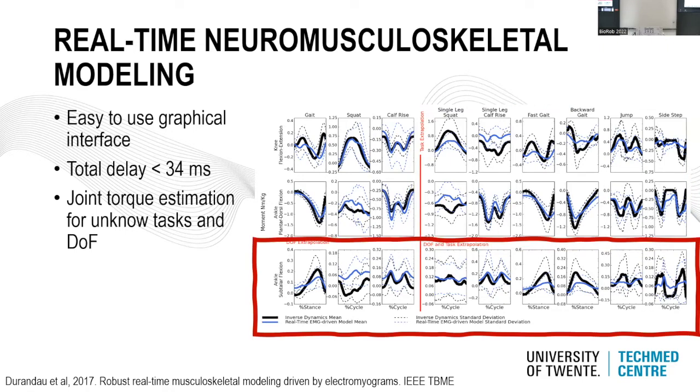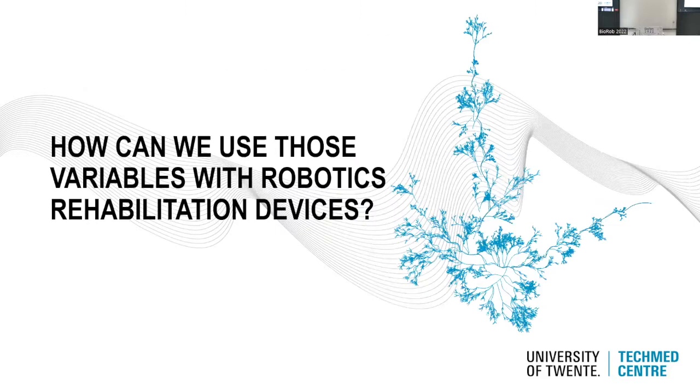But also we can estimate joint torque on unknown degrees of freedom. So we calibrated on knee flexion extension or ankle plantar dorsiflexion, and we are able to estimate joint torque on the ankle subtalar flexion, for example. So we are calibrating these muscles on degrees of freedom that were used for calibration, but we can still estimate on the same muscle for other degrees of freedom. So that is very interesting when you want to provide assistance via wearable devices to each subject during walking or all kinds of tasks.